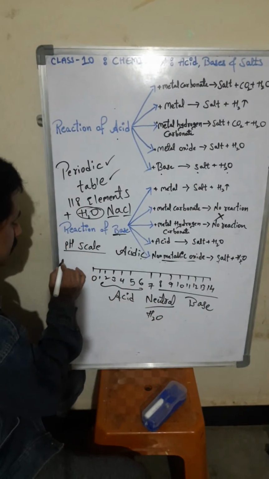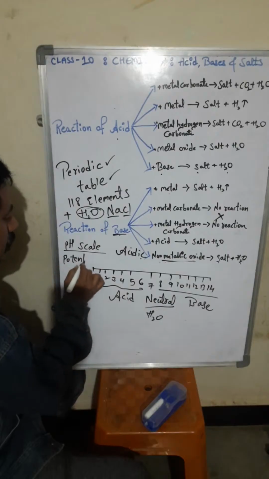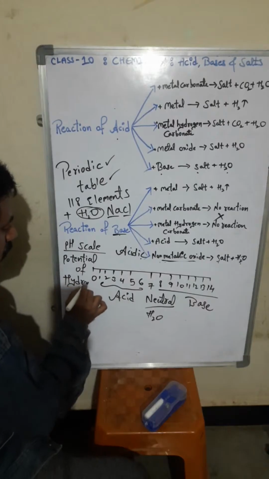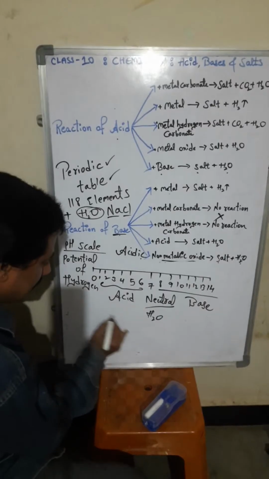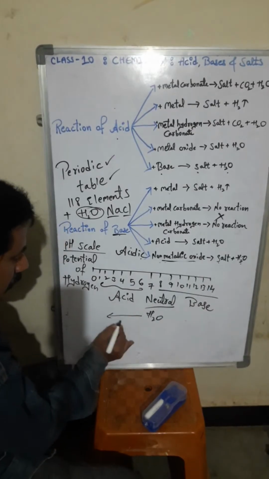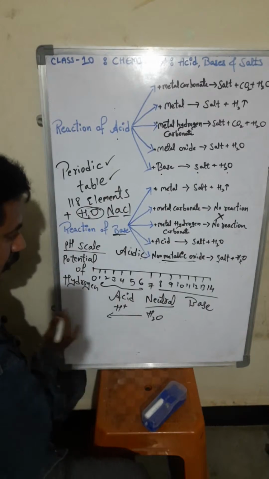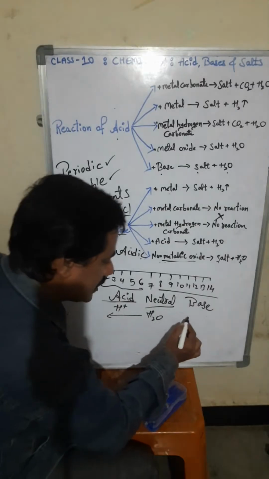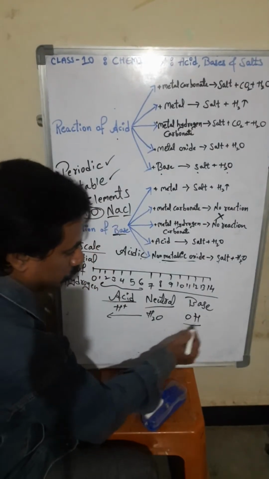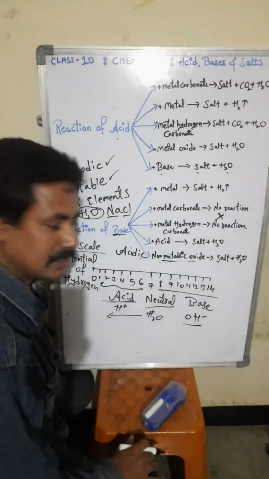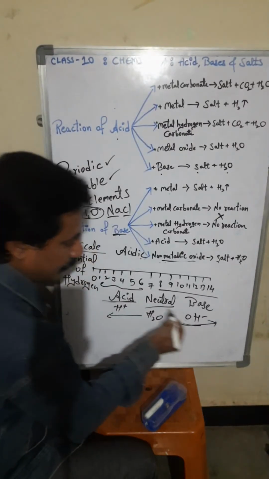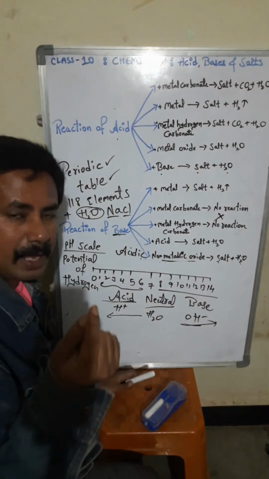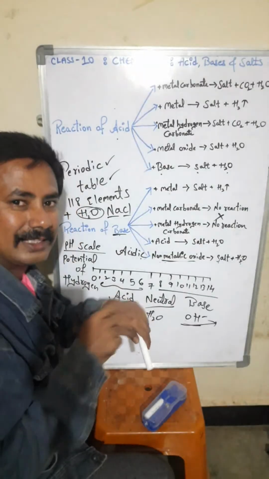pH means what? Potential of hydrogen. Means what, students? If hydrogen is increasing so much, that condition is acidic. If OH is increasing, H plus, OH minus, if OH is increasing, base is increasing. Okay, clear?